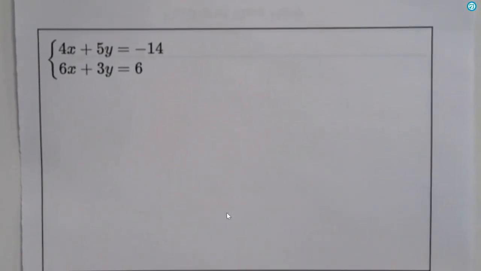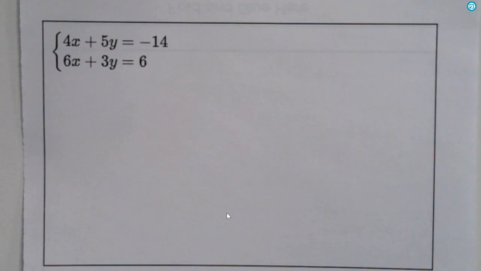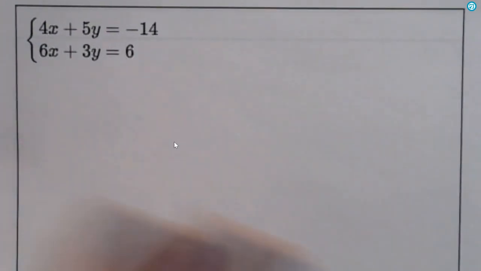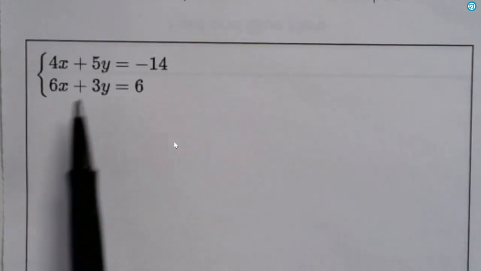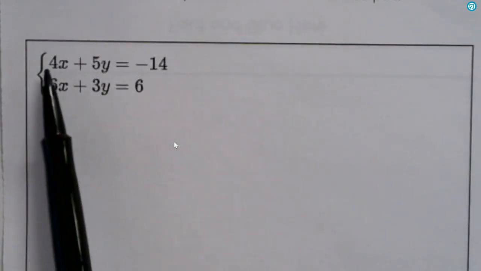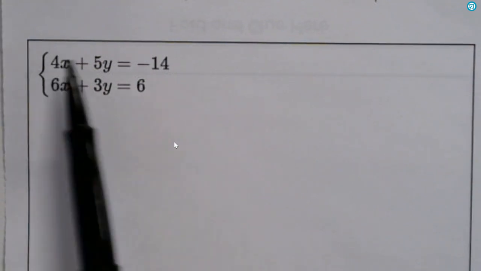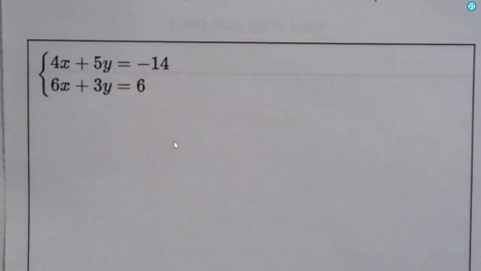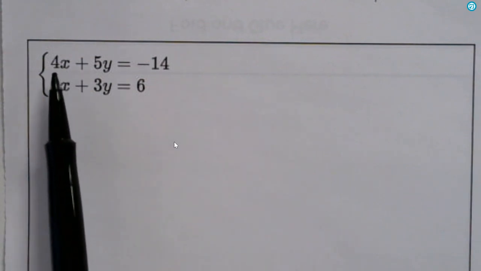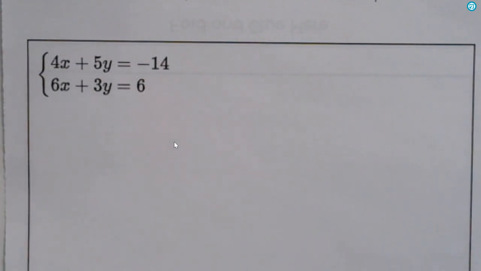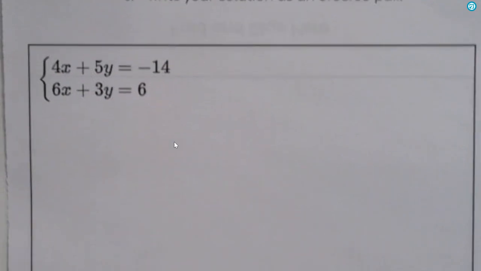Okay, 4x plus 5y equals negative 14. 6x plus 3y equals 6. We need to either cancel out our x's or our y's. We cannot turn 4 into 6 or 6 into 4. We cannot turn 5 into 3 or 3 into 5. But we can turn both 4 and 6 into something that's the same. So we are going to be turning them into what's called the lowest common multiple. So it might take a sec to figure out what that is.